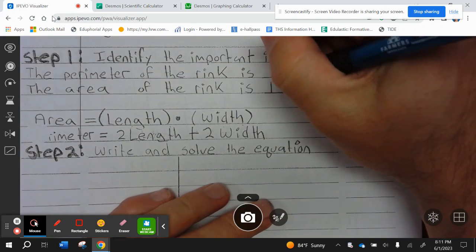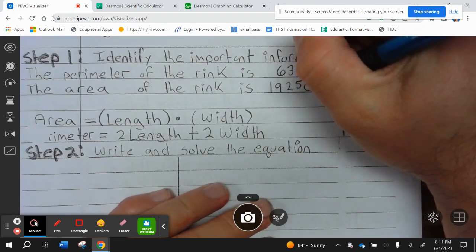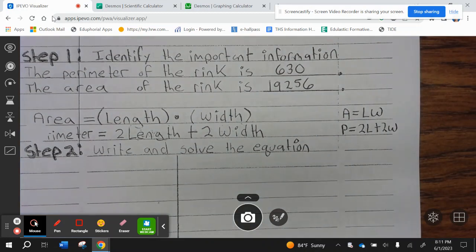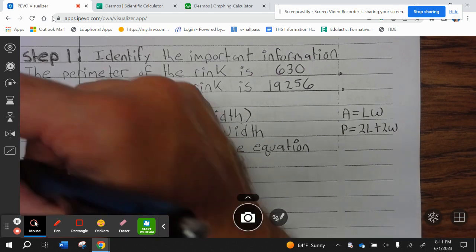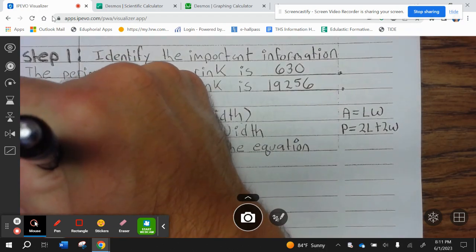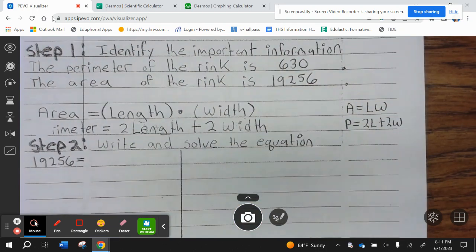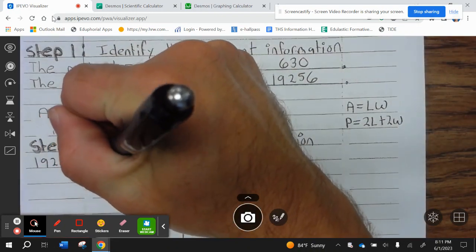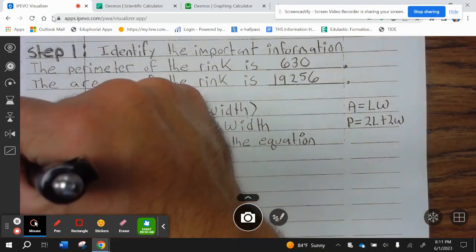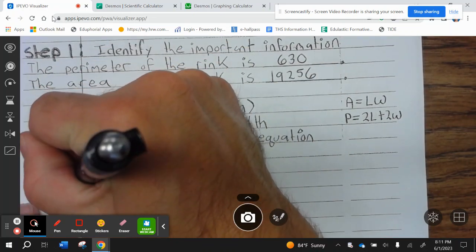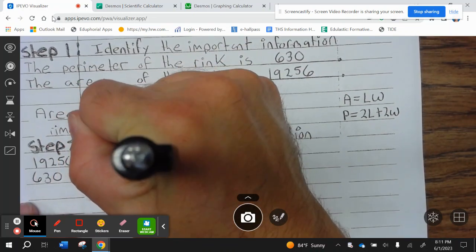The area is 19,256. The area equals length times width. The perimeter is 2 times the length plus 2 times the width. So we know area is 19,256 equals length times width. Perimeter is 630 equals 2 times length plus 2 times width.